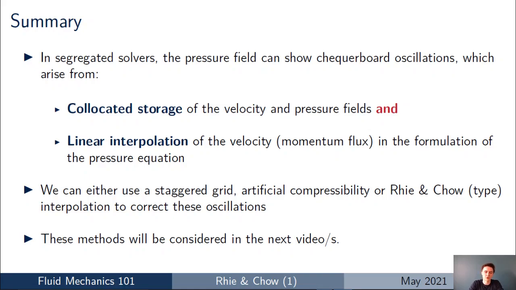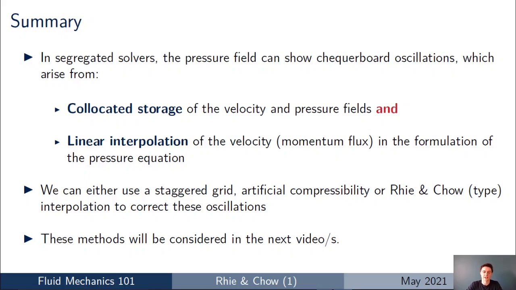So just to wrap up the talk, the key point here is that checkerboard oscillations can arise when we're using a segregated solver, which is pressure-based, for incompressible flows, which are often the majority of flows that we consider in engineering and scientific applications. And the checkerboard oscillations arise from 2 causes, and you need both of these causes to be occurring for the checkerboard oscillations to appear in your solution.